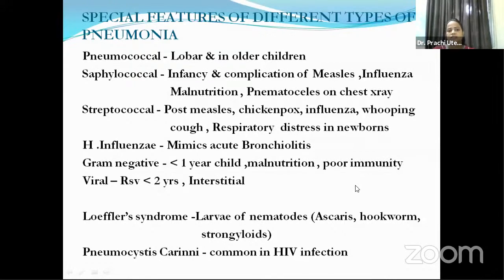Some parasites, like the larvae of nematodes such as ascaris, hookworms and strongyloides, during their life cycle can affect the lungs, and that is one syndrome. It is called Loeffler syndrome. And Pneumocystis carinii infection is commonly seen in HIV positive children. These are certain things which are important.